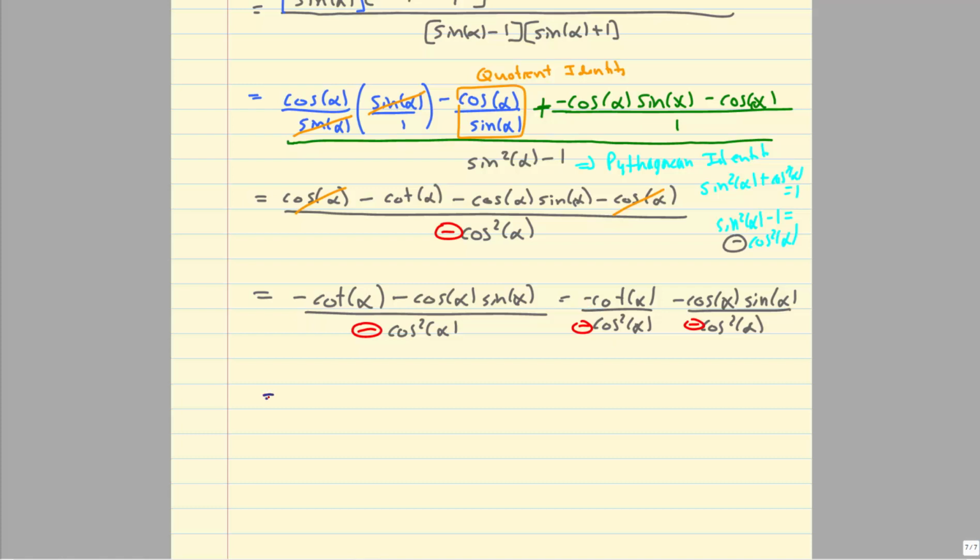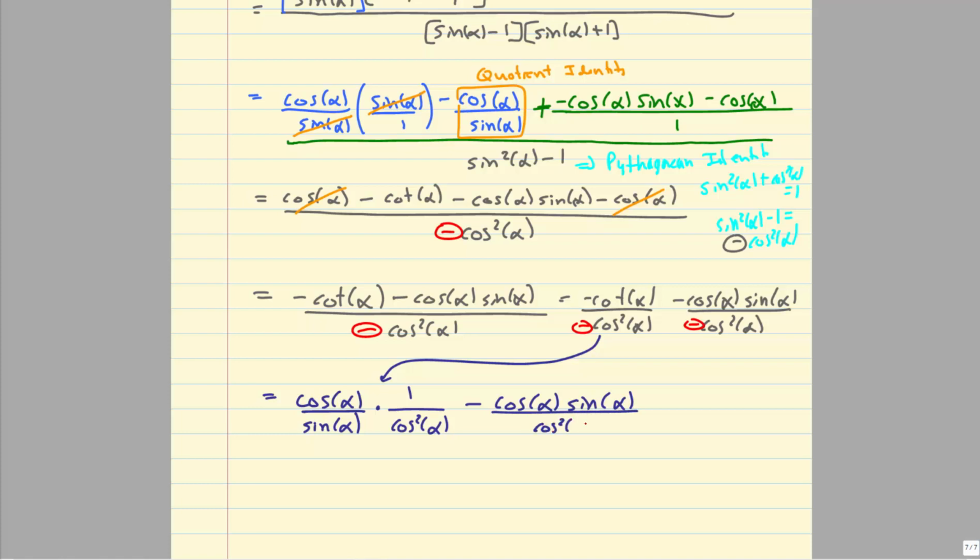So when I rewrite this, I have a negative divided by negative is a positive. So I have cotangent, which is cosine of alpha over sine of alpha, times 1 over cosine squared of alpha, and that's all from right here, minus cosine of alpha sine of alpha over cosine squared of alpha. So hopefully we'll get some things to cancel here. One of these will cancel one of these, leaving a cosine. One of these will cancel with one of these, leaving a cosine as well. And let's see what we have left.